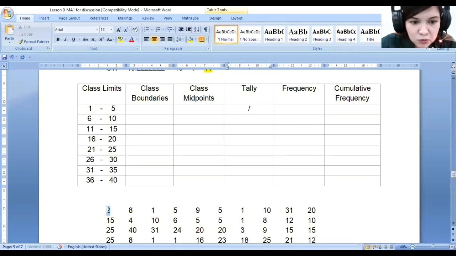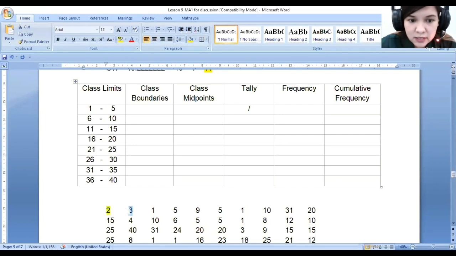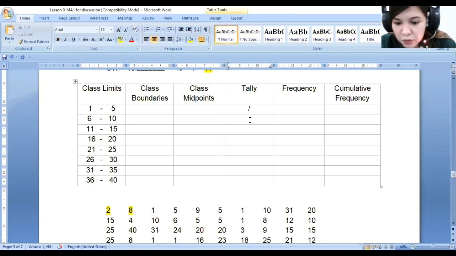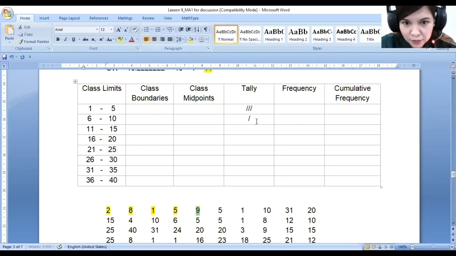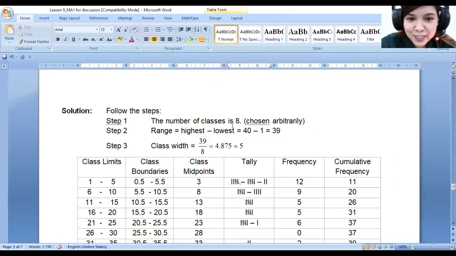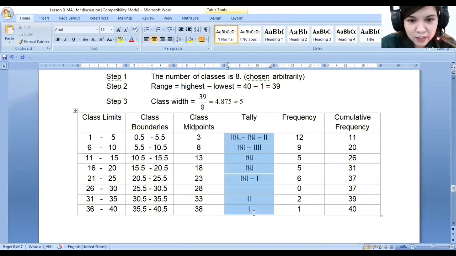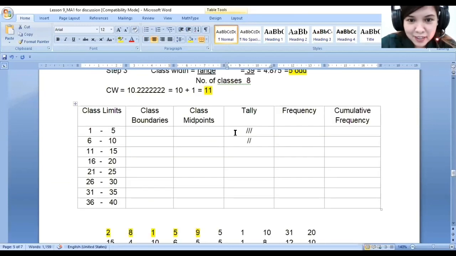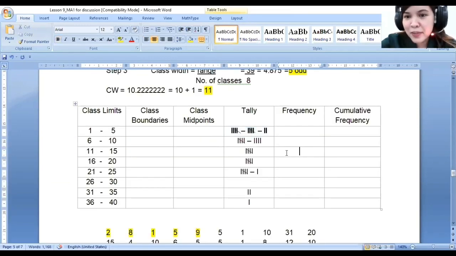Then, kasunod ng 2, 8. Ayan. Nakamarking sa baba, so 8. Itapat mo siya sa pangalawang row. Ayan. Then, sunod 1. First row. Then, 5. First row ulit. 9. Second row. And so on and so forth. Nasusundan po ba? So, ang bilis ni Ma'am Rona, ika-copy-paste ko siya. Ayan, nakapagtali na ako. Tapos na. Naintindihan po? So, yan na yung naging result.